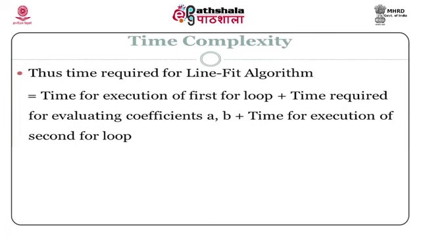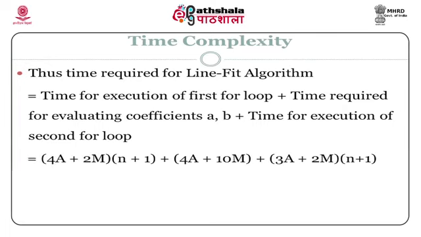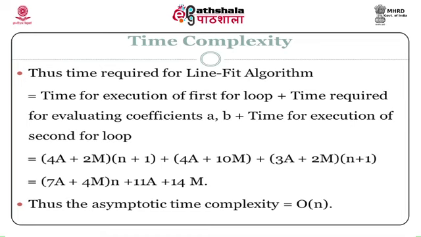The first for loop is done n plus 1 times, with 4 additions and 2 multiplications involved, so the first term is 4a plus 2m times n plus 1. Second, we need 4 addition operations and 10 multiplication operations for evaluating A and B. The last for loop takes 3a plus 2m times n plus 1, and that is how we get the total time complexity as 7a plus 4m times n plus 11a plus 14m. Thus, the asymptotic time complexity for this algorithm is order n.